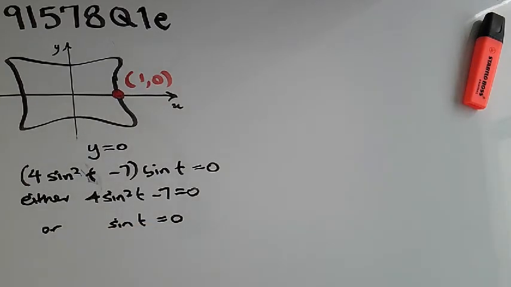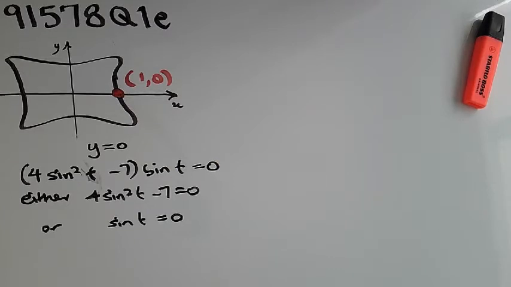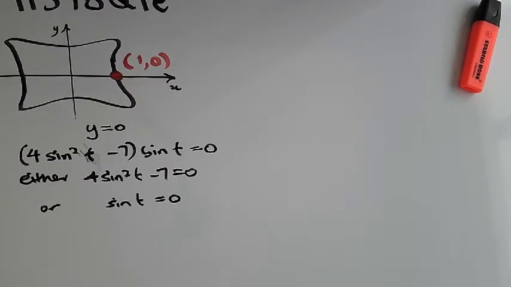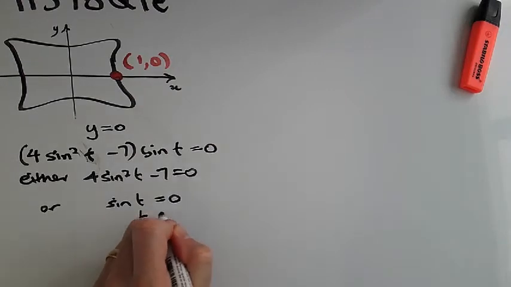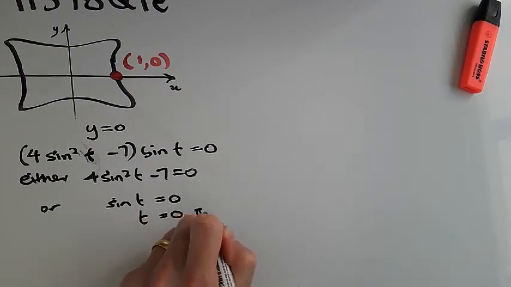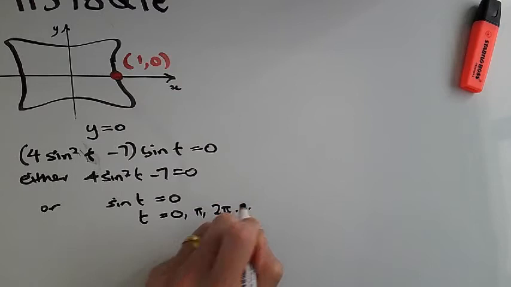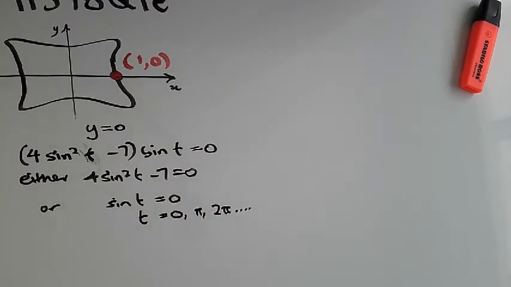I'm going to leave it as an exercise for you to see why that first one can't be true. Now moving on to the second one, sine t equals 0, that means that t must equal 0, or pi, or 2 pi, and so on, some multiple of pi. So let's check that t equals 0 gives us the point that we want.